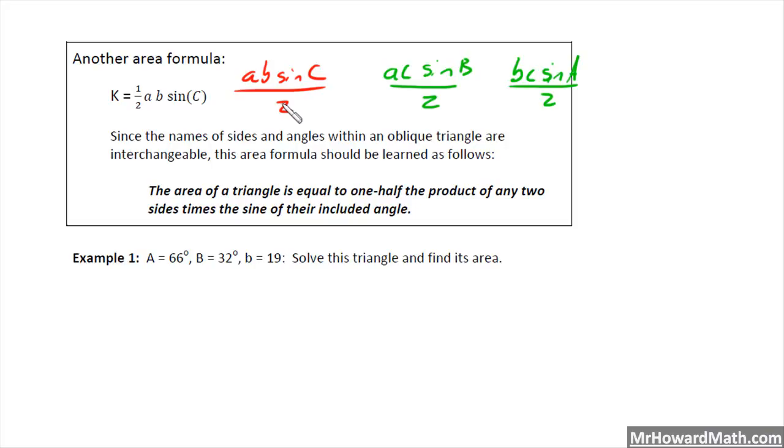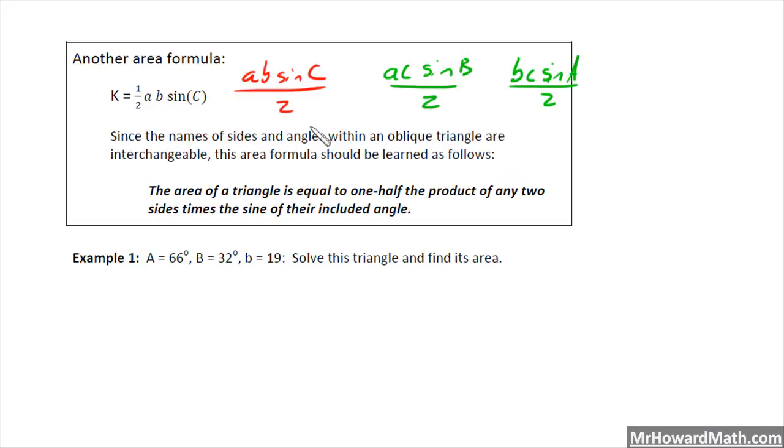Just realize that depending on what you have, if you have side A and B and angle C, then this would be appropriate. If you have side A and C and angle B, this one would be appropriate. If you have side B and C and angle A, this one would be appropriate. So it just depends on which one, what information you have, as to which formula is best.